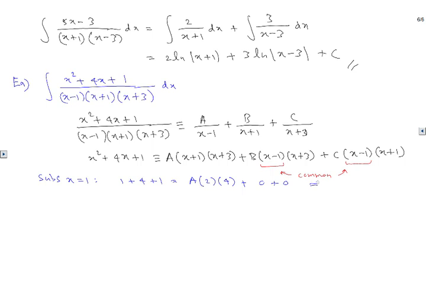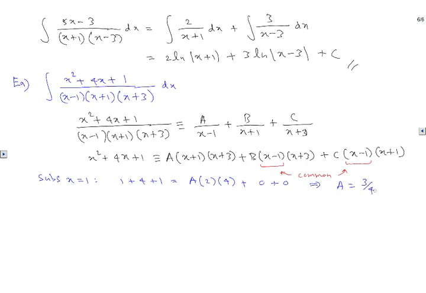So this is going to give you a. How much do you get for a? You have 6 on this side, and 8 on the other side. So you're going to get 6 over 8. 6 over 8 means 3 over 4. So you already find a.